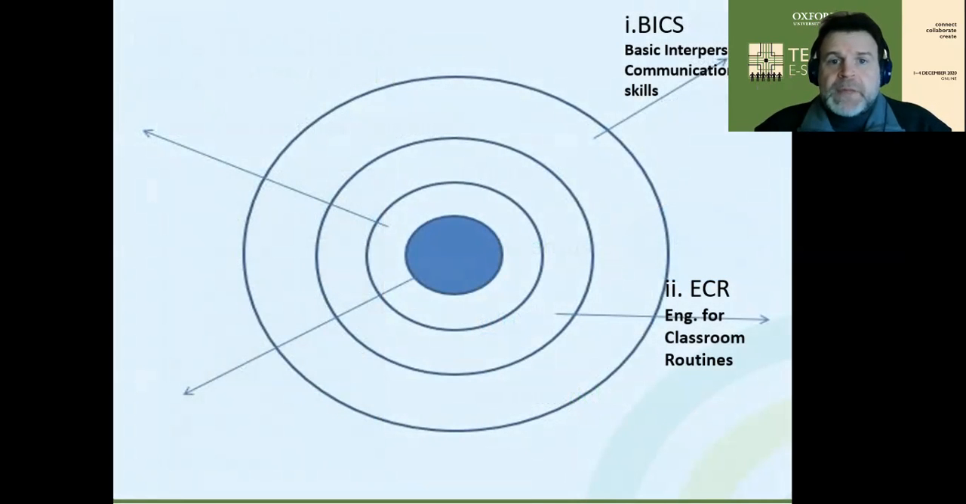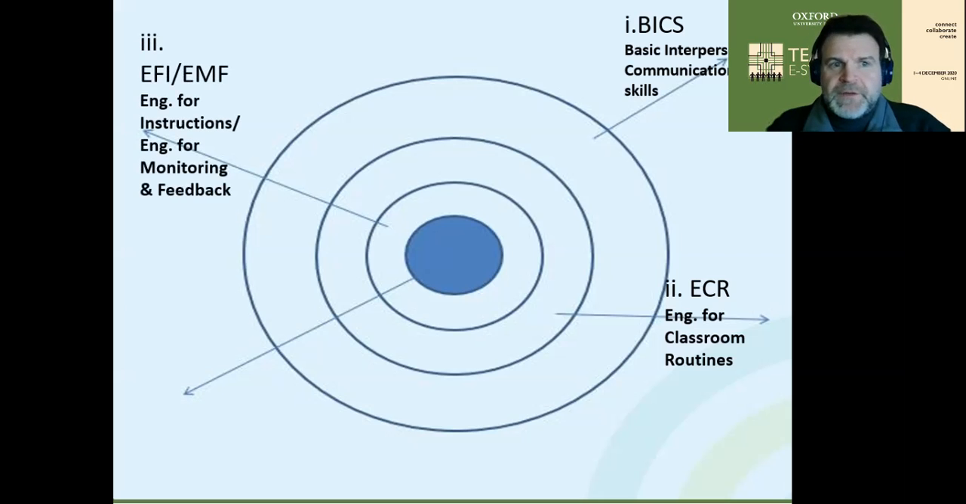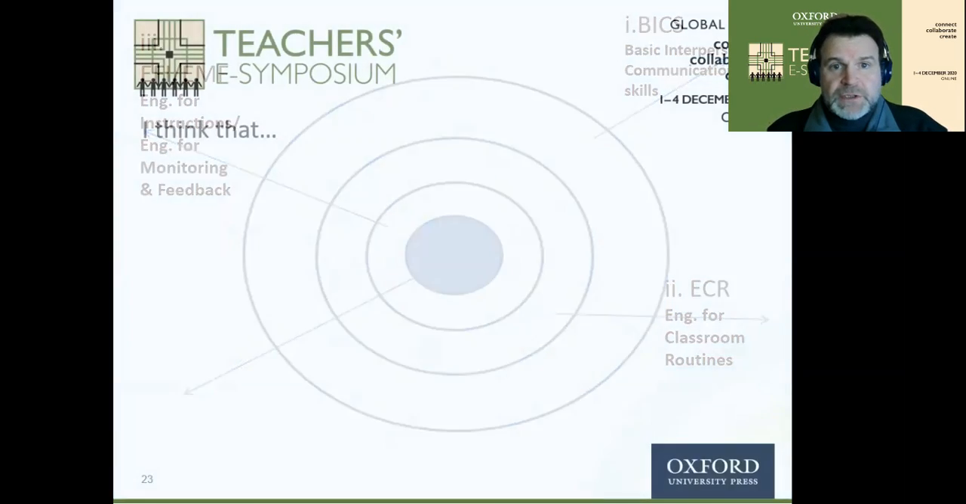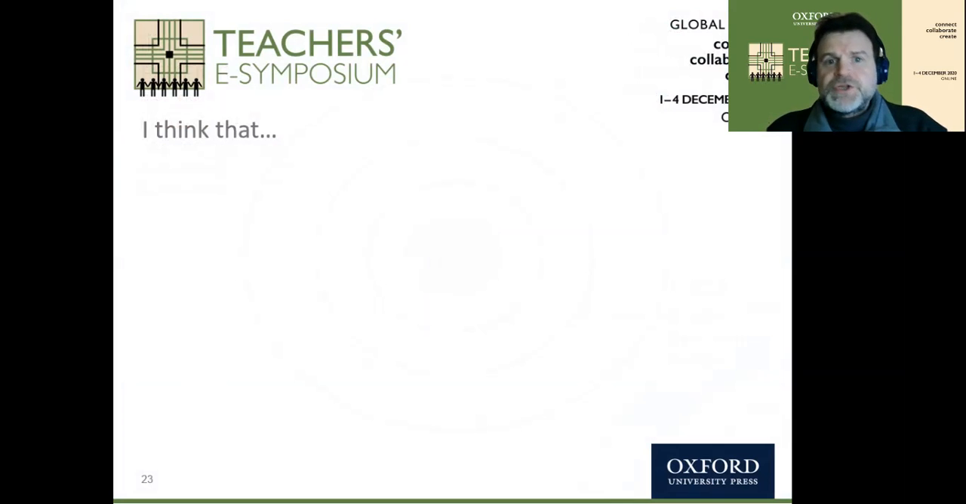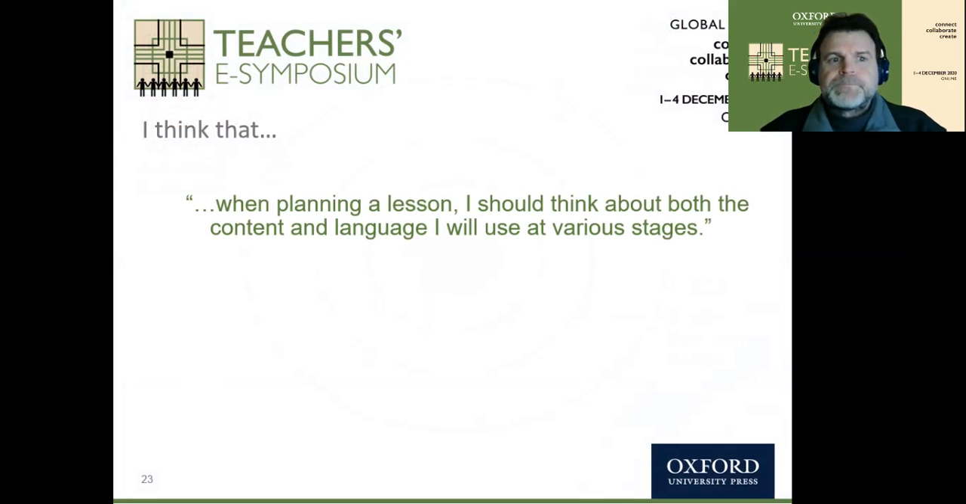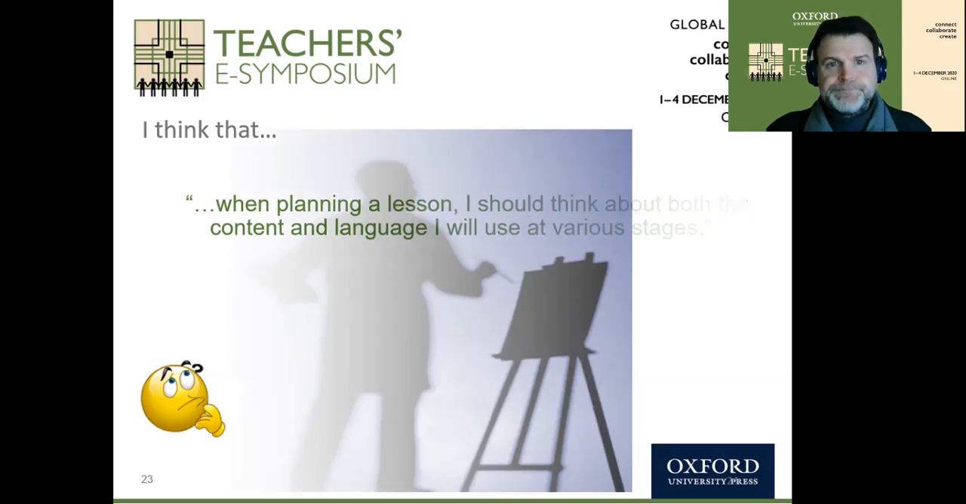The third classroom language to consider in CLIL is English for instructions or monitoring or feedback. Okay? And now this example, we'll be looking at using it for instructions. So for instructions, please consider if you agree or disagree with this statement. I think that when planning a lesson, I should think about both the content and language I will use at various stages. Maybe I agree with it, but have I been doing it?